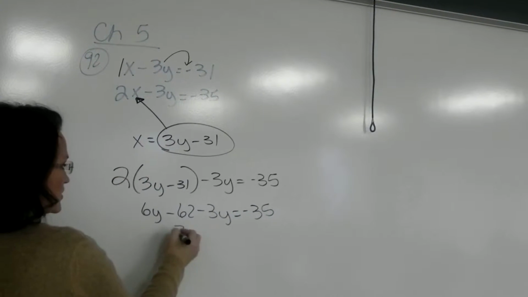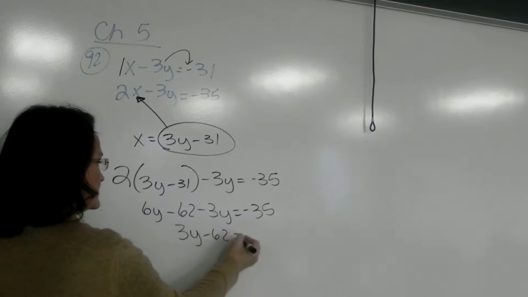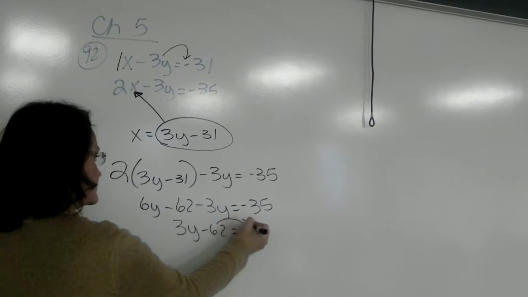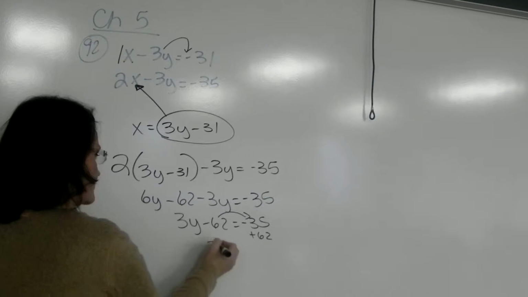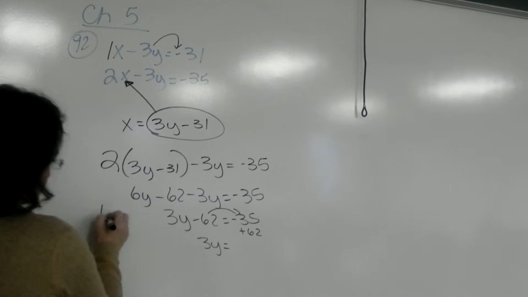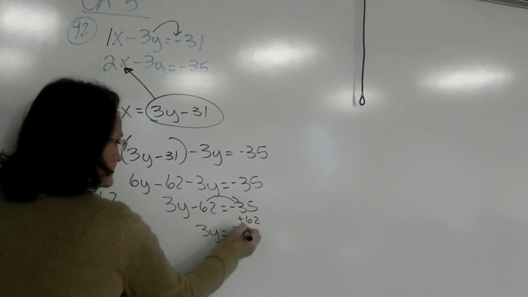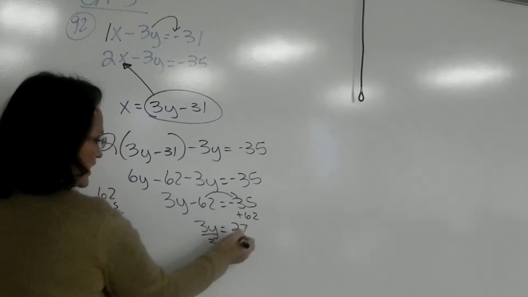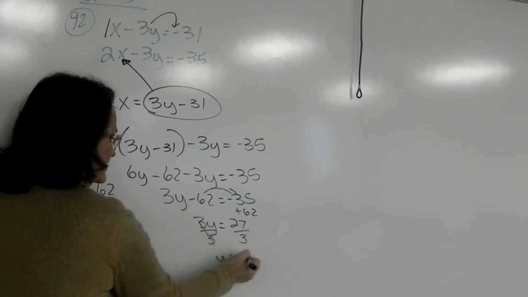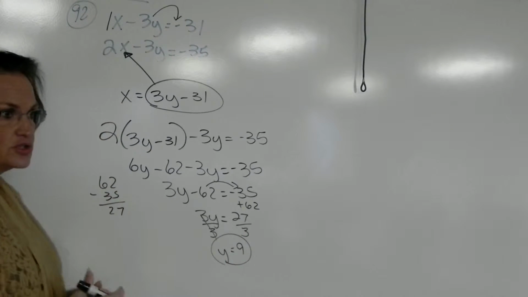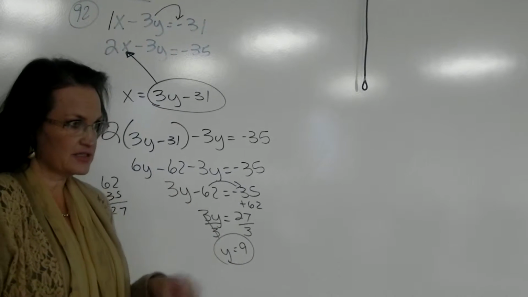Six y minus 3y combines. Throw the negative 62 across to isolate the variable. 62 minus 35 is 27. Divide by 3, y is 9. So the solution should be an x and a y, so I'm not done yet.